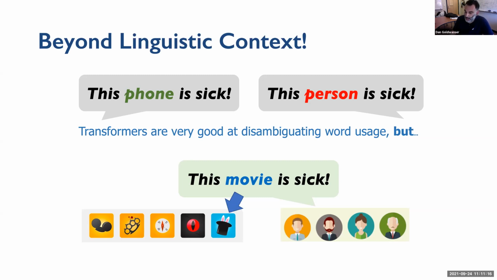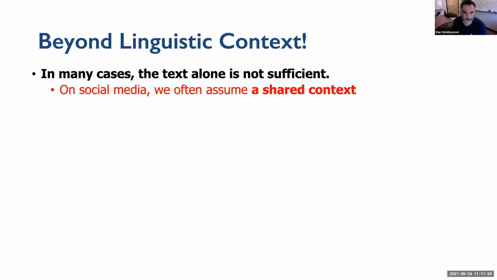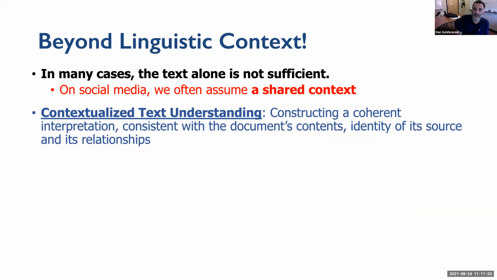And in general, we are targeting such environments where we really do need this social context, either to complement the linguistic input or to provide more context, provide a source of supervision, and so on. In social media, we typically assume that there is a shared context that everybody understands. And as a result, the text alone is very, very short and concise. And if you don't have access to this context, then really you have no way of understanding what the conversation is about.